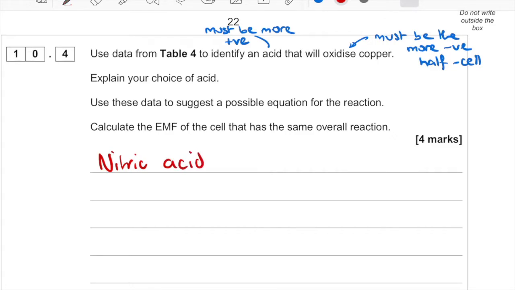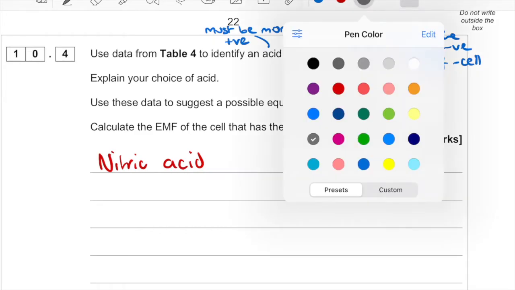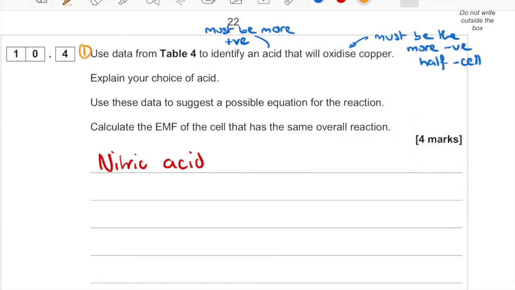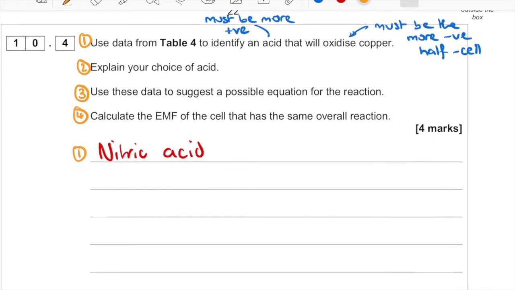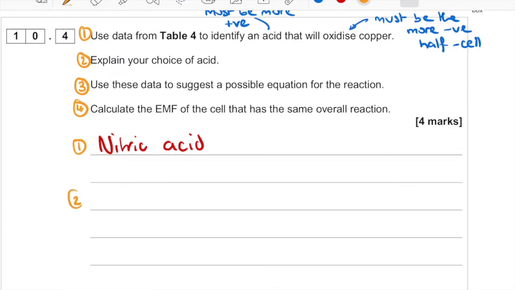So what I'm also going to do is I need you to appreciate that we're answering a series of questions. So this is the first question, which we've just answered. We've got to explain it, and then we've got to use the data to have an overall equation, and then we've got to calculate an EMF. This is quite a lot actually for 4 marks. Now we're going to explain why, or justification for that nitric acid.